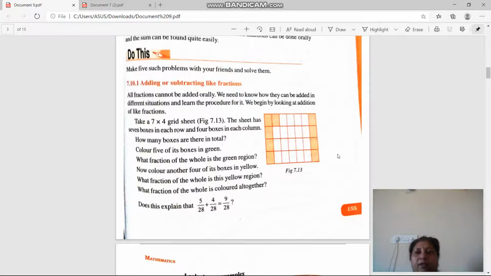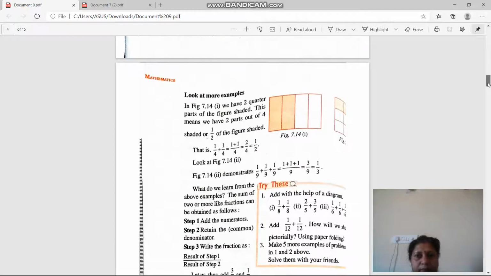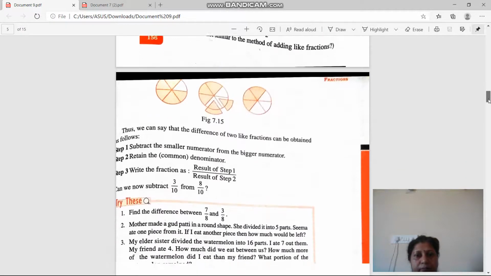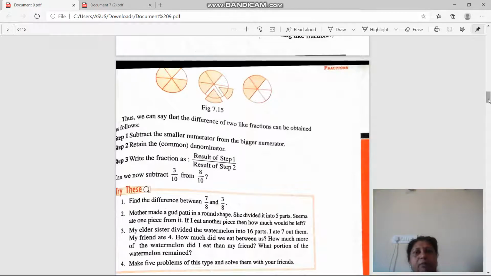Understand? Now next. Same rule for subtraction also. If both are like fractions, then we write the denominator as it is and subtract the numerators, that is 8 minus 3. What will you get here? 8 minus 3, 5. 5 upon 10. Okay. Now next.